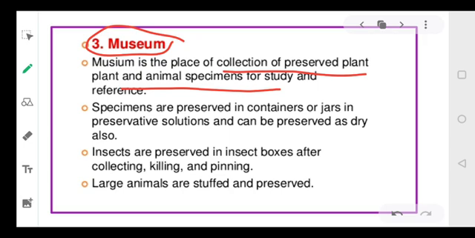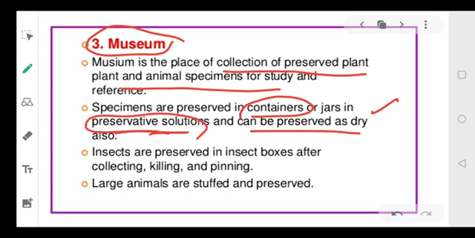They are kept in jars and containers, and in that a preservative solution is kept. They can also be preserved dry. In the case of botanical gardens, the plants are living, so you see the living specimen. In the case of the herbarium, the dried portions of the plants are preserved. But in the case of museums, you can preserve the specimens in preservative solution. So they are dead.